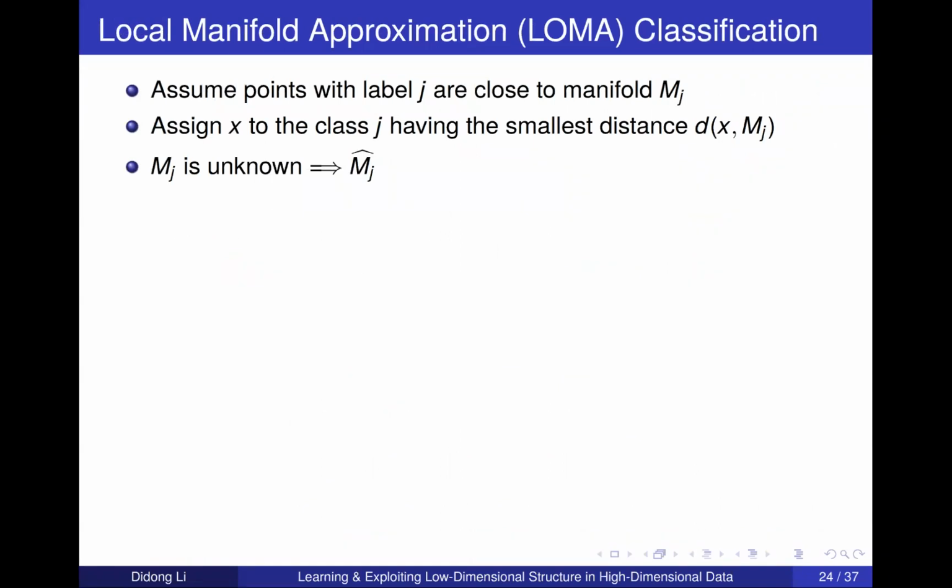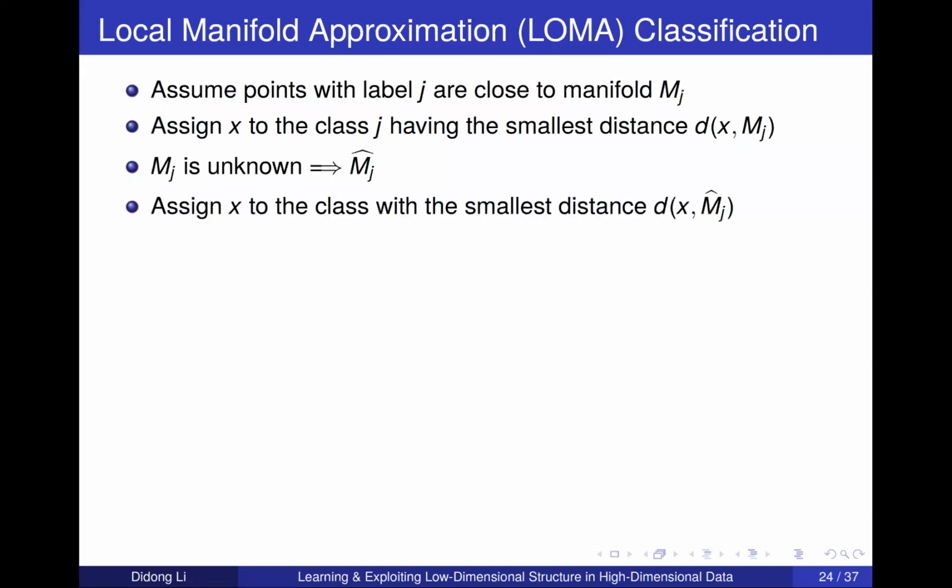This is another example where we need the estimate of the manifold Mj hat, instead of just getting the latent vector eta i. If we have the manifold estimate Mj hat, we can assign x to the class with the smallest distance between x and Mj hat. And this distance between a point and the manifold only depends on the local estimation of Mj, because the distance only depends on x and the closest point on Mj hat.